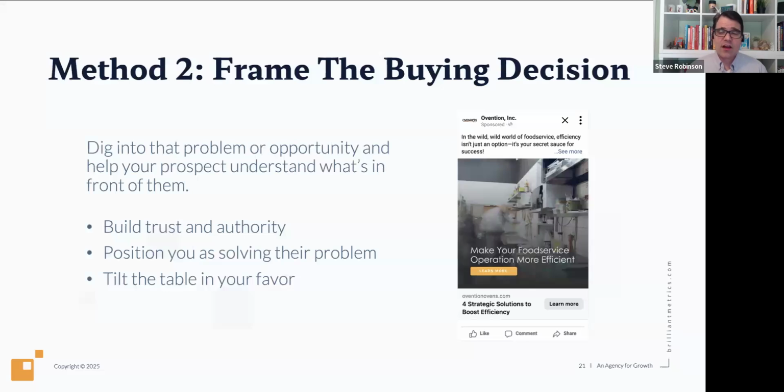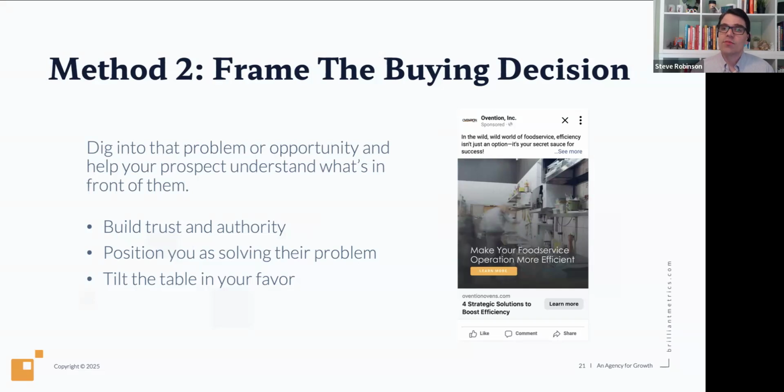Your prospect, when they are in think state, is trying to get their head around exactly what they're up against or what they're going to shortly be up against. That's the biggest problem in their mind. So if you can dig into that problem or opportunity and help them understand it at a deeper level, the nuances to the problem or the opportunity that they're working to address, you can build trust. You can build authority because you're teaching them. You can position yourself, your brand, as solving the problem. If you are this intimately aware and understanding the problem, then you obviously know how to solve it.